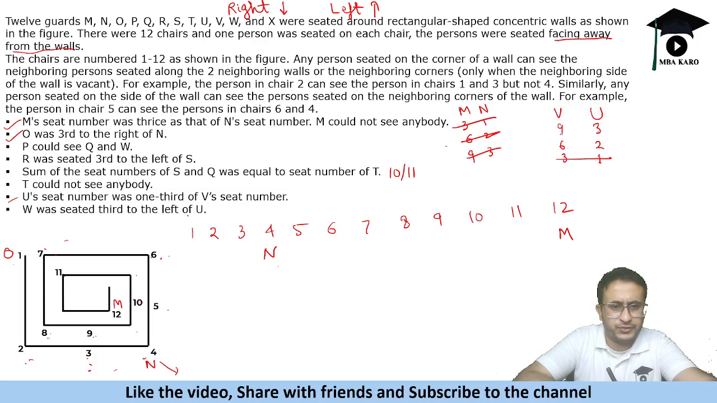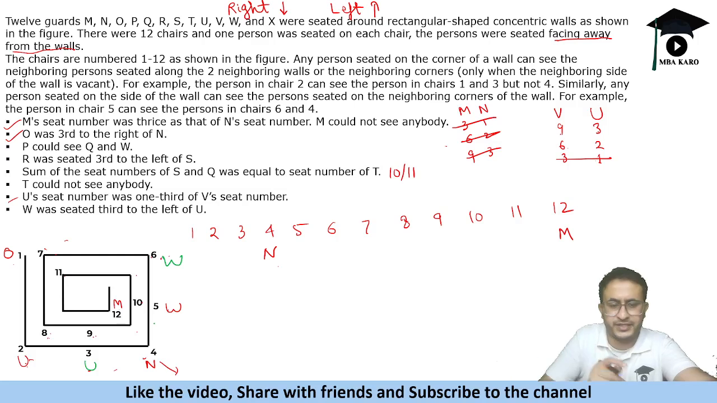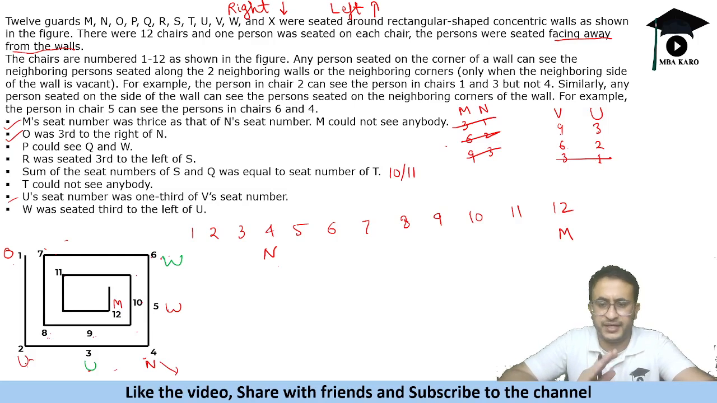W was seated third to the left of U. Okay, third to the left, we said that the numbers increase. Okay, so let's take, we say U here. Okay, just taking an example. So third to the left would mean, since they are facing outside, this is the left side. So 1, 2, 3. So we can get W here. Okay, one of the possibilities. Another possibility is U and W here. So I've written two cases, one in red, one in green. Okay, and we will see how we can solve it, right?